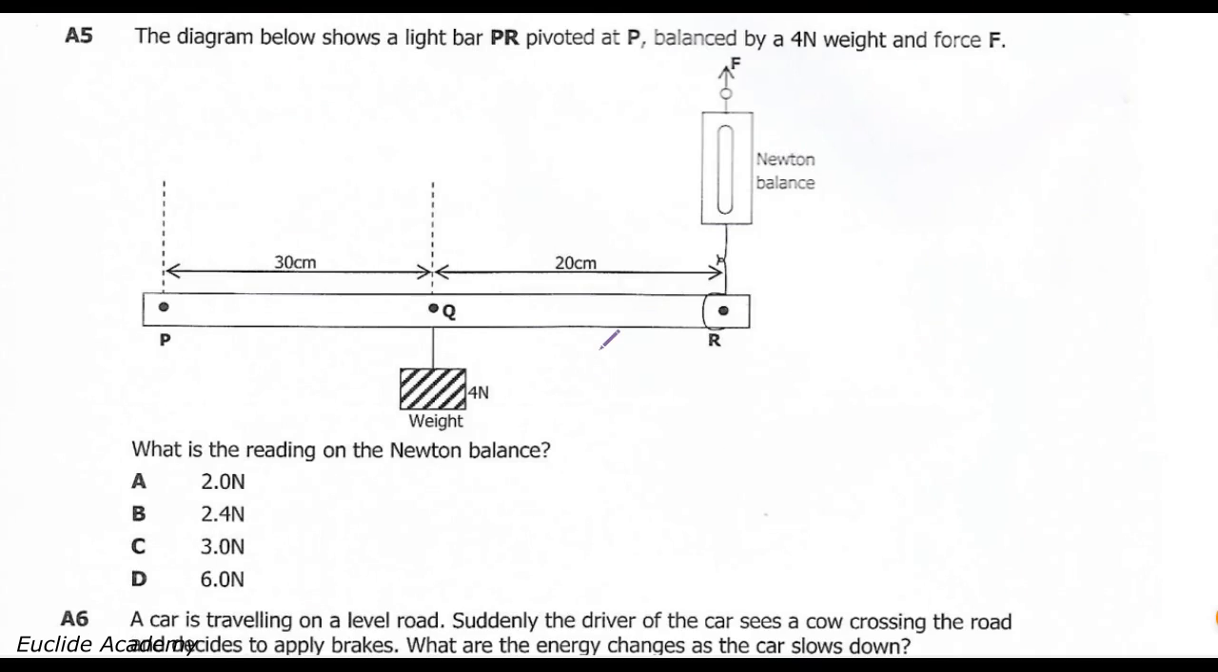A5. The diagram below shows a light bar PR pivoted at P, balanced by a 4 Newton weight and force F. So what is the reading on the Newton balance? So here we have this light bar PR. PR is our light bar.